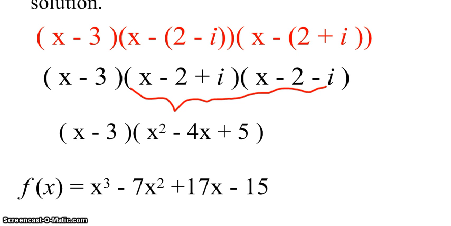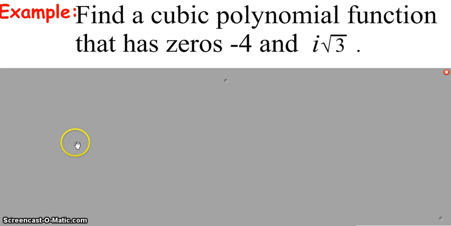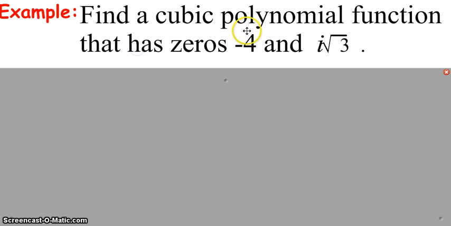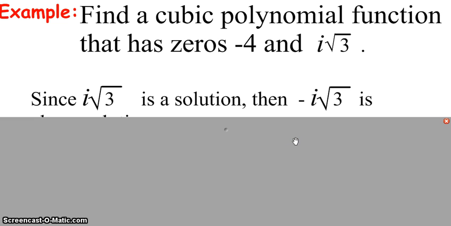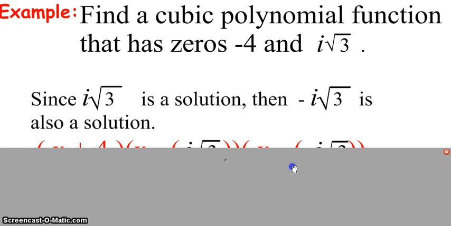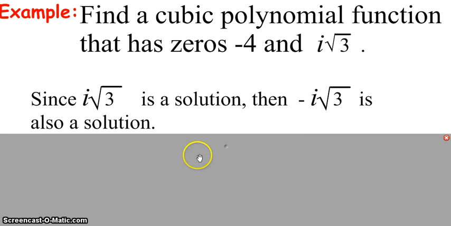Okay, let's do one last problem, and then you guys will have some problems on your own from your book. Again, we're going to find the cubic polynomial that has zeros negative 4 and i square root of 3. Since i square root of 3 is a solution, then negative i square root of 3 is also a solution. And again, those are notes from yesterday that conjugate pairs are solutions of your polynomials.